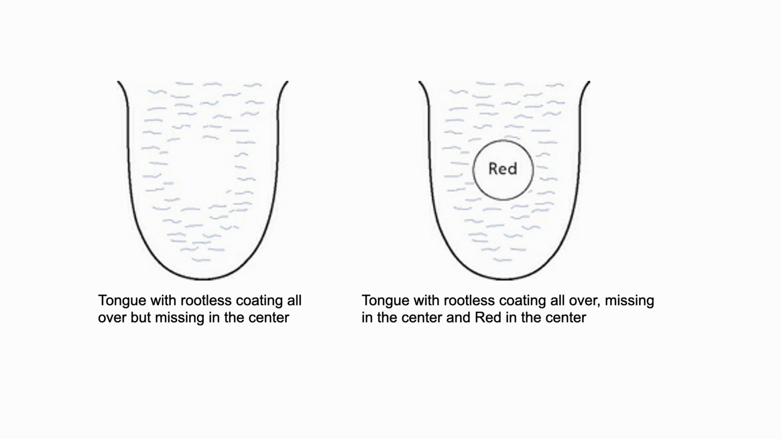A variation of this tongue would be that the center is red, which indicates stomach yin deficiency with empty heat, not affecting other organs. Coating missing all over, normal body color, indicates advanced stomach yin deficiency. A variation of this tongue would be that the center is red, which indicates advanced stomach yin deficiency with empty heat, not affecting other organs.